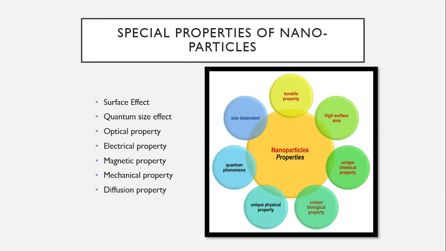So the last property is diffusion property. As we know, in nanostructures, the high surface area to volume ratio provides tremendous driving force for diffusion, especially at elevated temperatures. Sintering is possible at lower temperatures and over shorter durations than for larger particles. The surface effects of nanoparticles also reduce the melting temperatures.